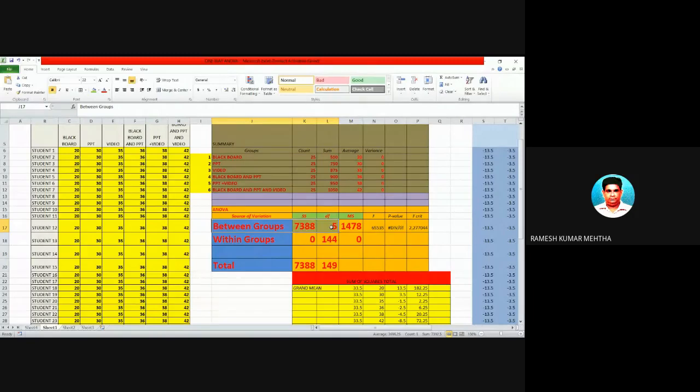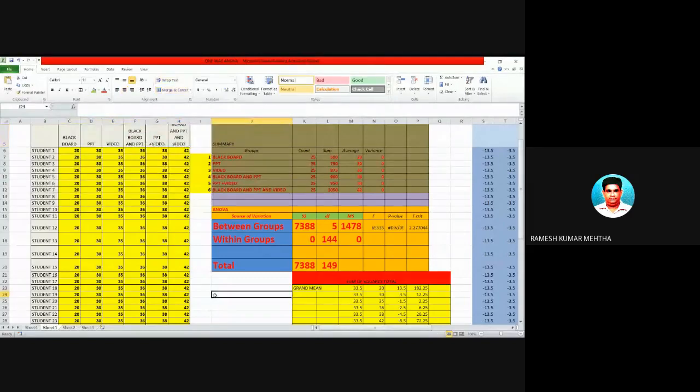So how many groups are there? Blackboard is one group, PPT is one group, video is one group, blackboard and PPT is one group, PPT plus video is another group, and blackboard and PPT and video is the sixth group. So we got 6 groups, and it is normally shown by the symbol K. K is equal to 6.